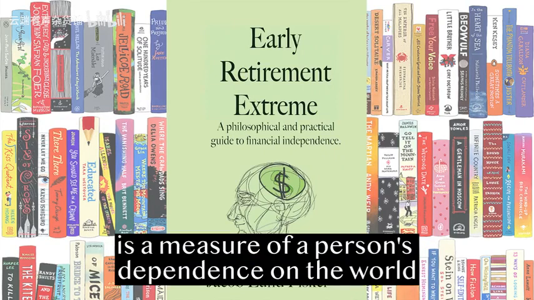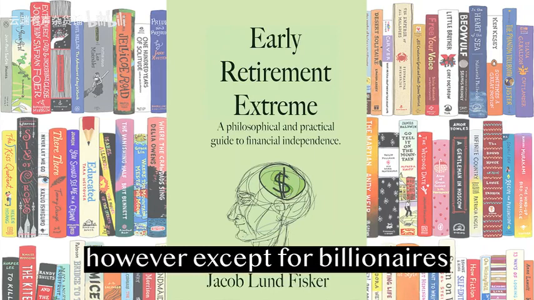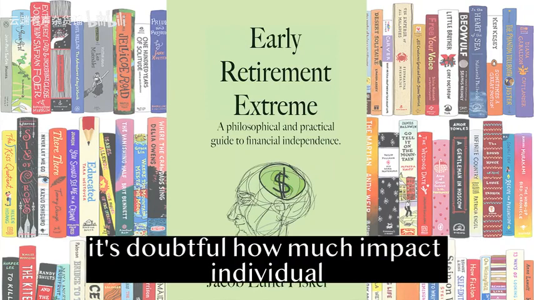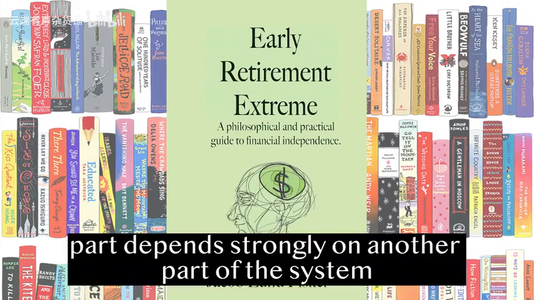Coupling is a measure of a person's dependence on the world. In principle, it also measures the world's dependence on the individual. However, except for billionaires, leaders of totalitarian countries, and rock stars, it's doubtful how much impact individual people have on the world. A tight coupling means that one part depends strongly on another part of the system.